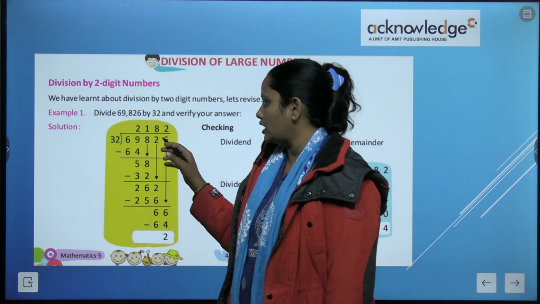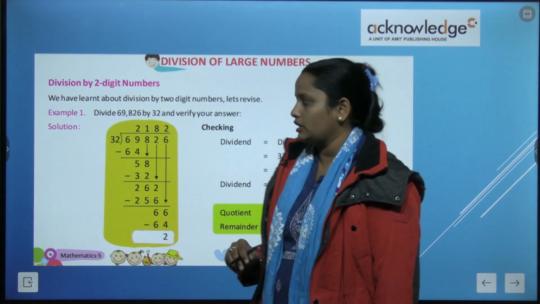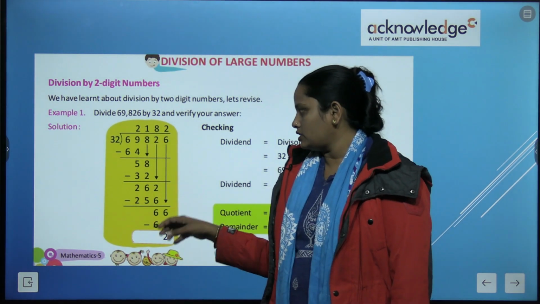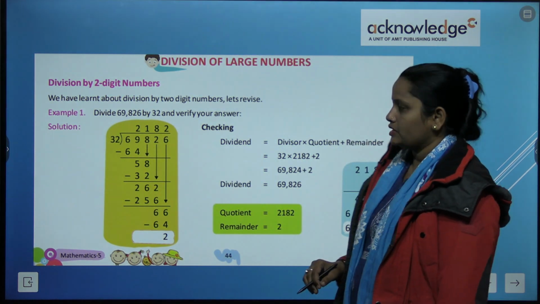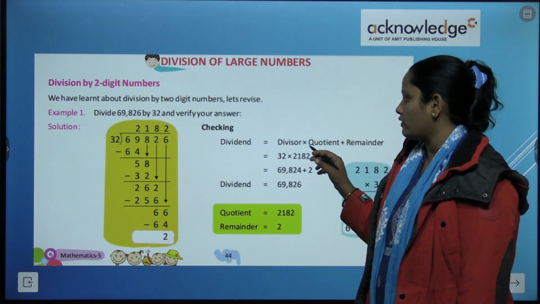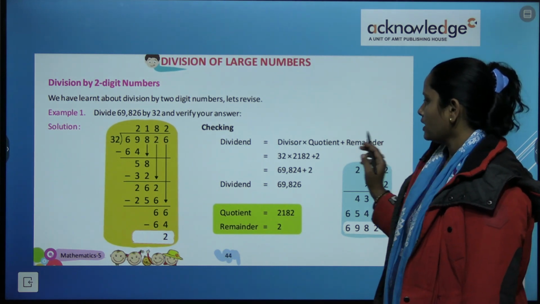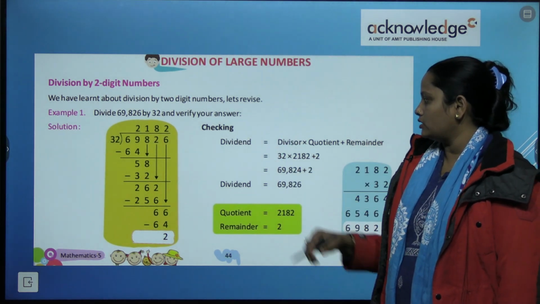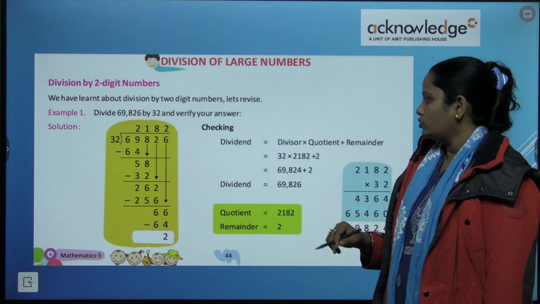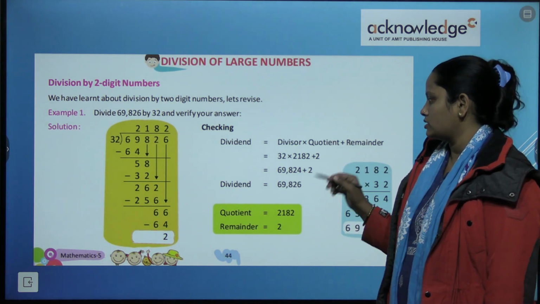32 का हमें जो है इस नंबर को 32 से डिवाइड करना है. So on dividing we get 2182. अब हमें चेक करना है. So dividend is equal to divisor multiply question plus reminder. अब जो है यहाँ पे divisor था हमारा 32, question था 2182 plus 2.